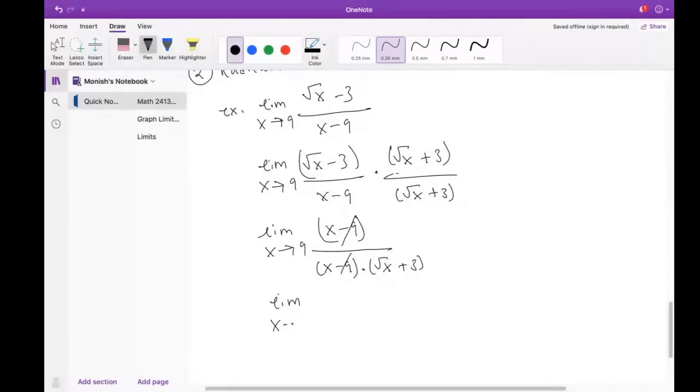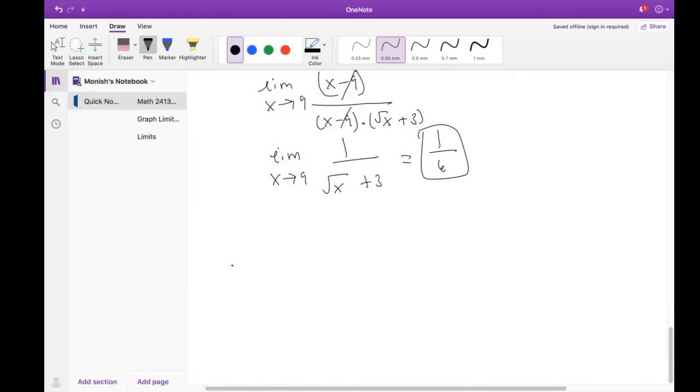And we'll get limit as x approaches 9 of 1 over the square root of x plus 3. And if we plug in 9 from here, we'll get 1 over the square root of 9, which is 3, plus 3, so we'll just get 1 over 6. So that's how you would approach it if you had a radical in your expression. Okay, and then another method would be finding your common denominator. And I'll give an example for this as well.